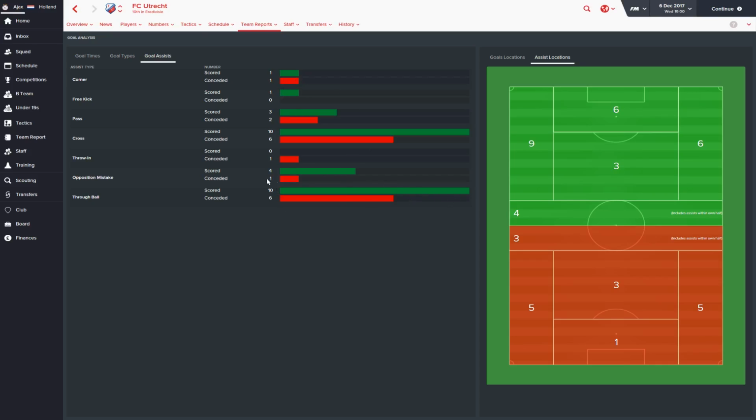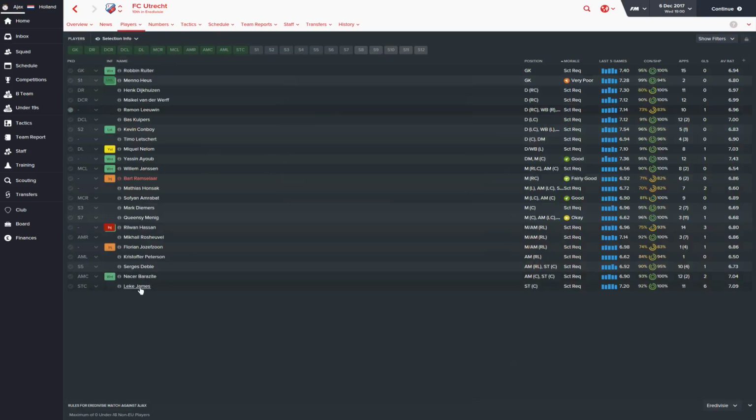It is quite interesting though that there are a lot of through balls here. Generally passing would be the main one, but through balls is quite an interesting one. So through balls generally for me indicate that maybe they sit back a little bit more and maybe they actually look to play through balls in behind the defence. Maybe they've got quick strikers. So to confirm that, we're going to look at Leke James, or Lake James, who's their number 1 striker.